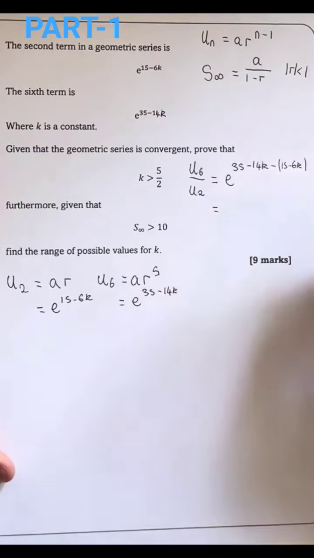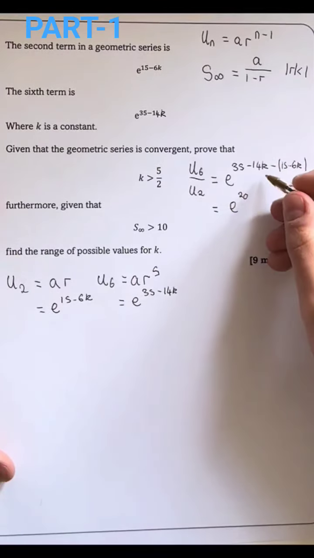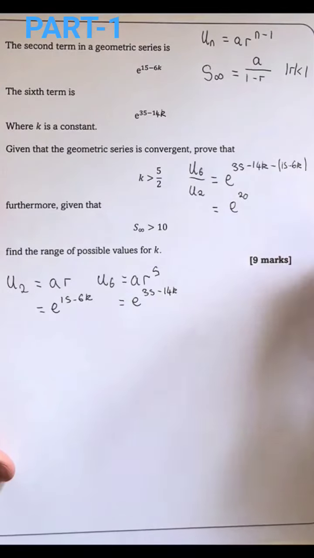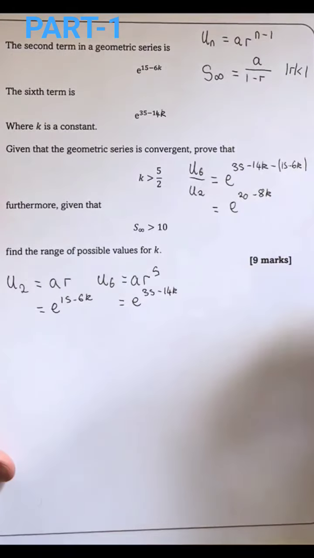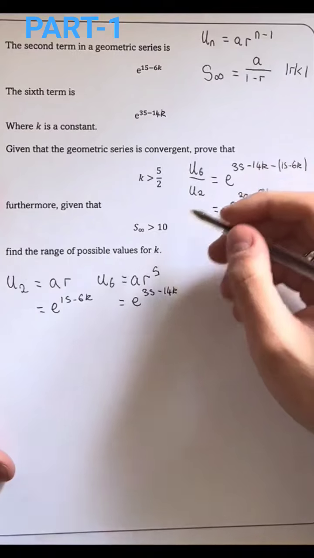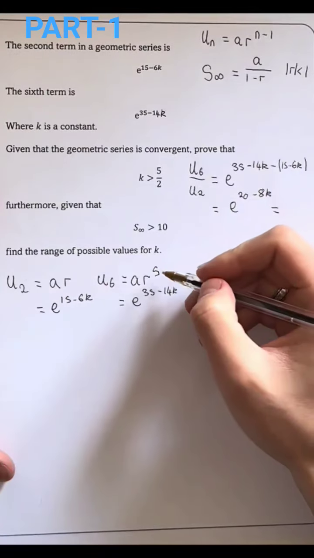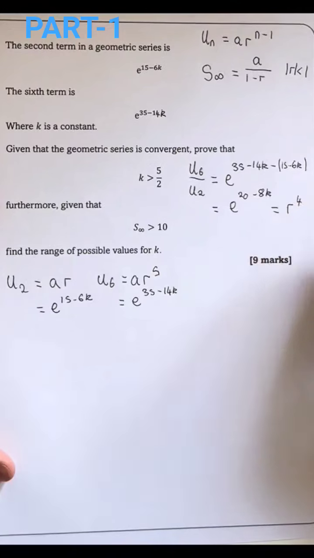So writing this out, what do we have? We have 35 minus 15, so that's e to the 20, and then minus 14k minus 6k, so plus 6k, so minus 8k. But we know from our general expressions that this is also equal to u6 divided by u2. Again, that a dependence is going to cancel, so we just have essentially r to the 5 divided by r, which just gives me r to the power of 4.